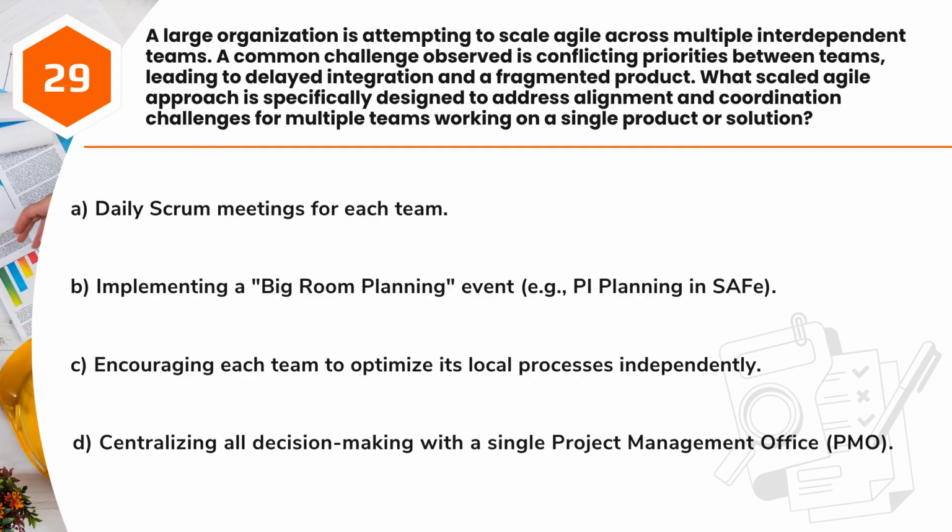Question 29. A large organization is attempting to scale Agile across multiple interdependent teams. A common challenge observed is conflicting priorities between teams, leading to delayed integration and a fragmented product. What scaled Agile approach is specifically designed to address alignment and coordination challenges for multiple teams working on a single product or solution? A. Daily Scrum meetings for each team.